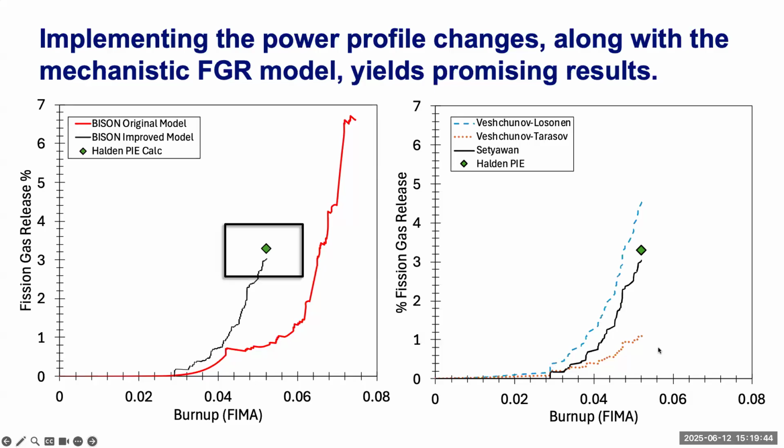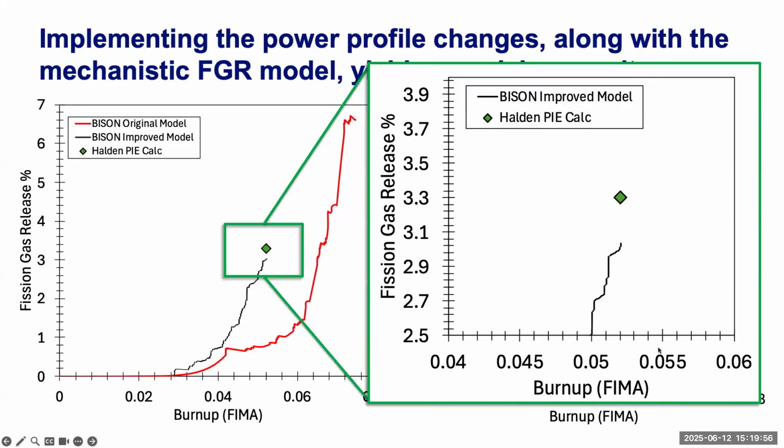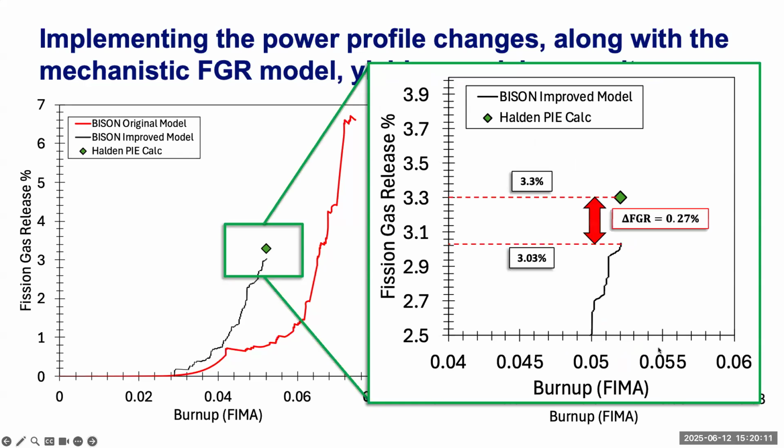So if we highlight where we are, I wanted to quantify how far off we are from the experimental data point. And if we zoom in there, we can see that our experimental data point at 3.3% is not too far off from the BISON simulation results coming in at 3.03%. This is only a difference of roughly 0.27% fission gas release, which in general is actually really, really good for fission gas release percentage modeling, especially at these lower fission gas release percentages.